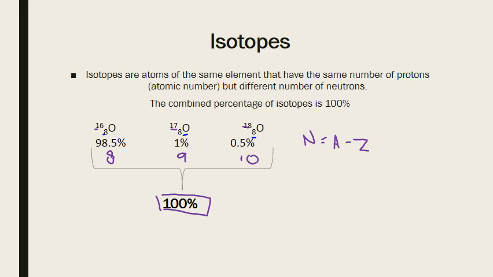Now a question I can ask is which one is the heaviest isotope? And this will be the heaviest isotope because it has the most number of neutrons.